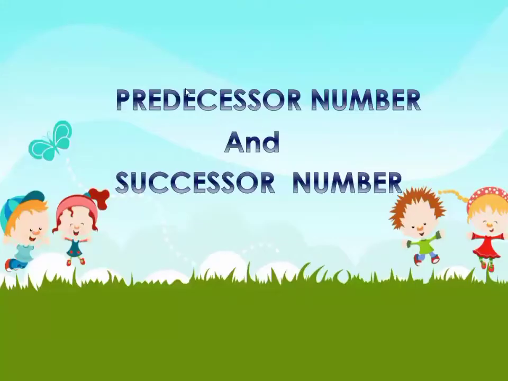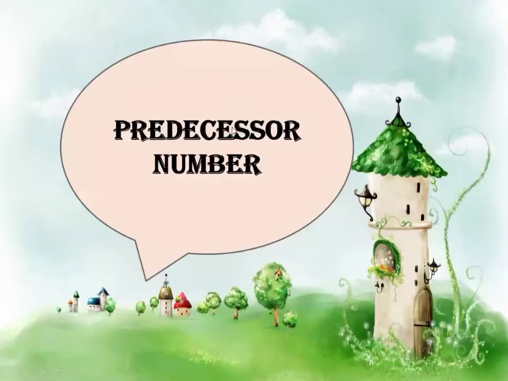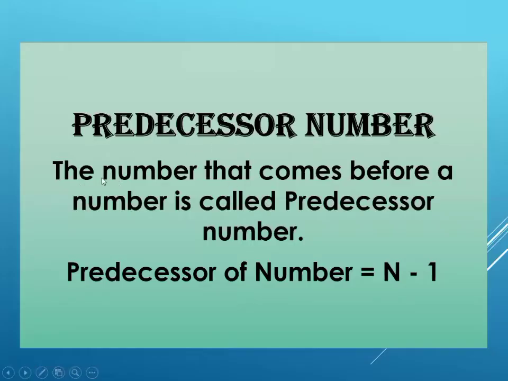Now move to the next topic. Our next topic is predecessor number and successor number. First, we will learn what a predecessor number is. The number that comes before a number is called the predecessor number. When we have to find a predecessor number, we subtract 1 from the given number.